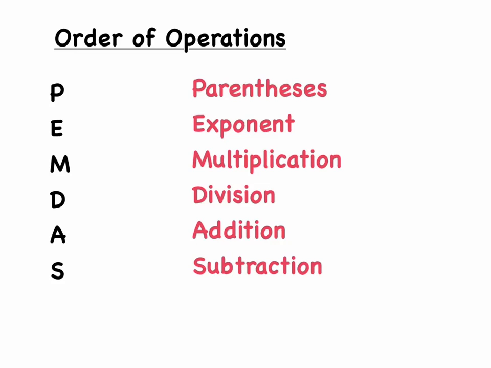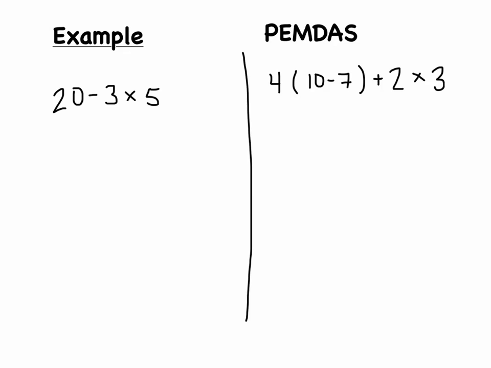So if there are any parentheses, you work the parentheses first. If there are any exponents, you work the exponents second. When it comes to multiplication and division, you're supposed to work these left to right, and I'll show you what I mean in an example. In addition and subtraction, it's the same thing. You're supposed to work these left to right.